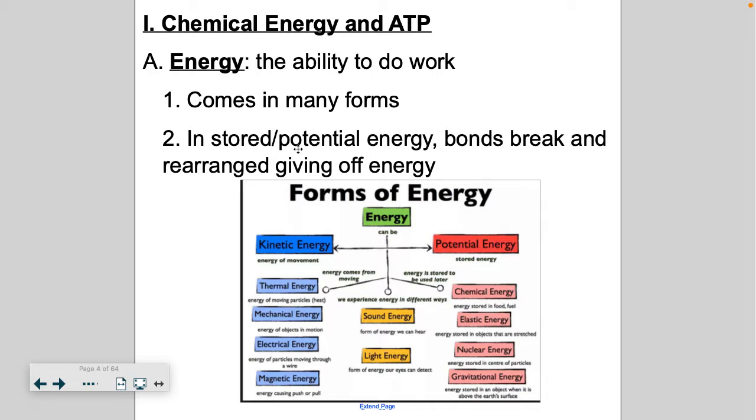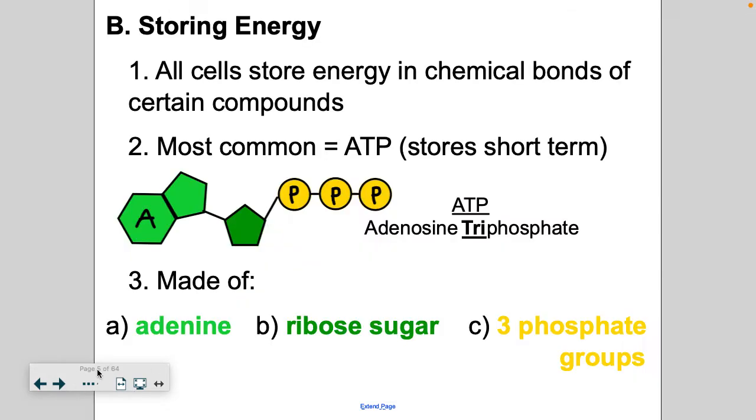So in stored or potential energy, bonds break and atoms are rearranged in some way, and as a result it gives off energy. So the storing of energy in cells takes place in a molecule called ATP. Okay, it is by far the most common energy molecule inside of a cell. ATP stands for adenosine triphosphate. So it's made up of 3 things: adenine, ribose, and then these 3 phosphates.